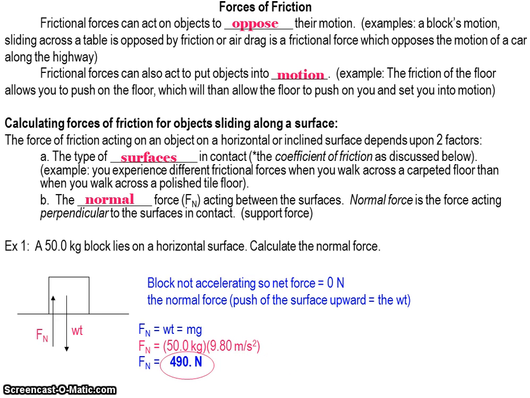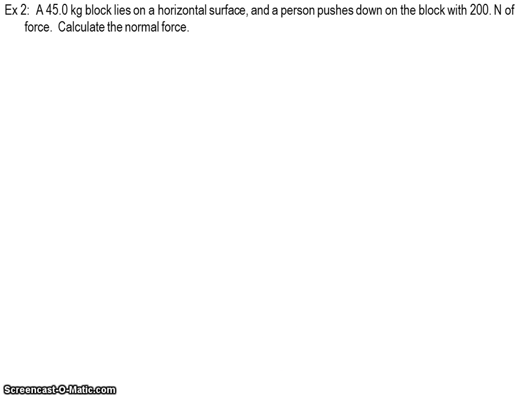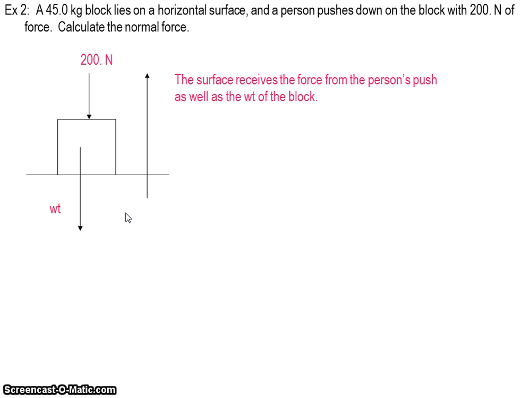Now let's say that that block is now being pressed on. So a different block, I guess, is 45 kilograms, but now we're pushing down on the block with 200 newtons of force. So let's look at the forces. We have the weight. We also have a force pushing down on it of 200 newtons. So now let's think. If we're a support force, if we're the floor pushing back, how much force am I going to need to supply? Good. I need the weight plus 200 newtons. So it's the sum of those. So the normal force is now increased.